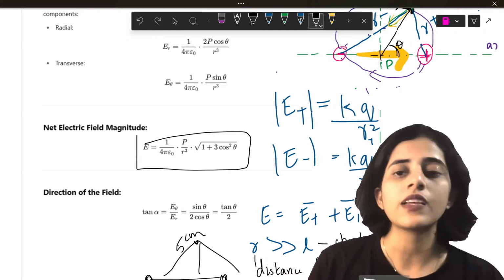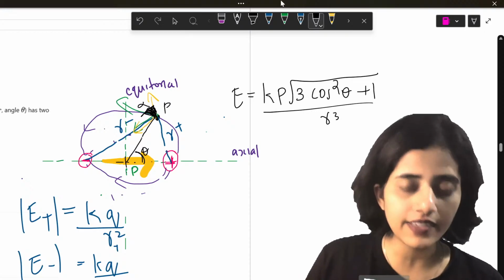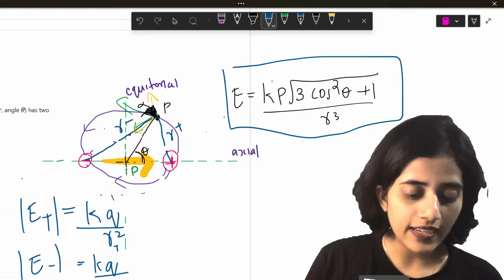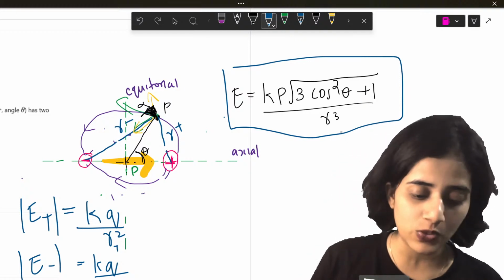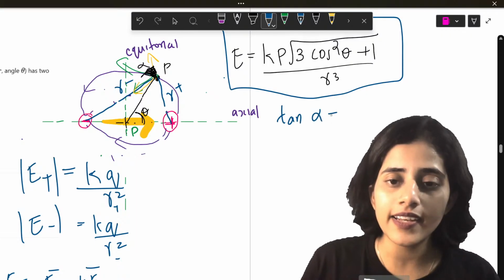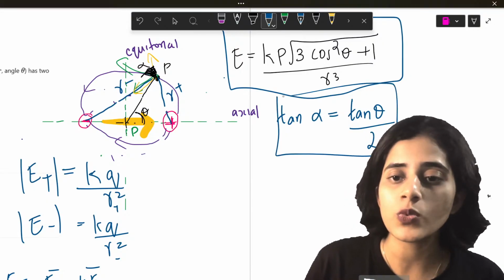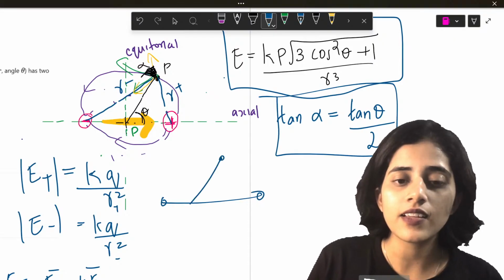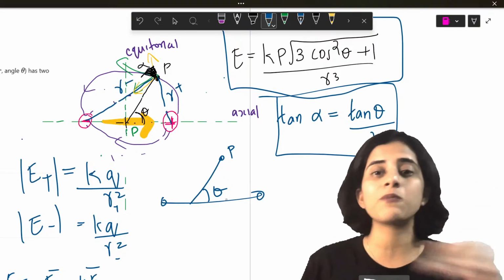So, the electric field at a random point will be given by E is equal to K into P, square root of 3 cos square theta plus 1, by R cube. Now, what about the angle? Tan alpha will be equal to tan theta by 2. Theta is the angle that point P makes with the dipole axis.